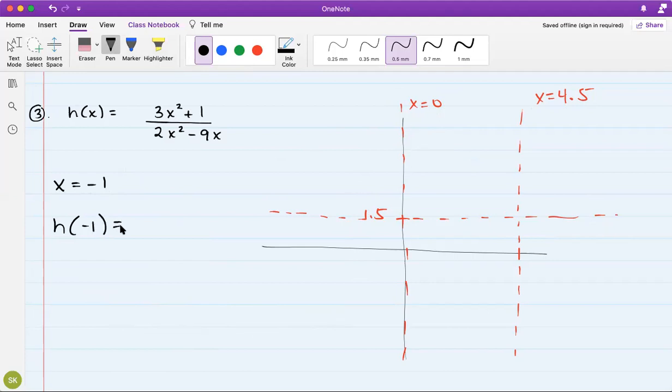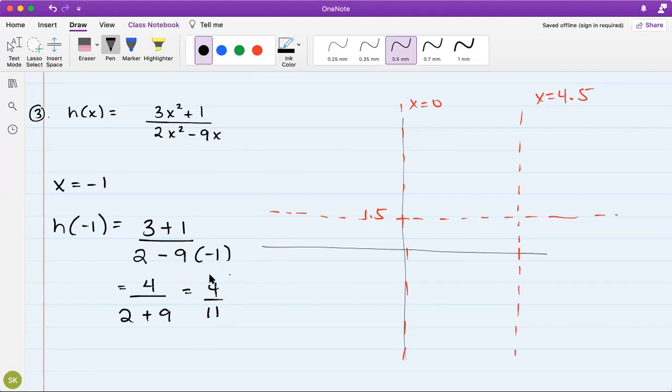And I really only care about if I get a positive or a negative number. So if I plug that in, I get 3 times -1 squared, which is 3, plus 1, which is 4. And then on the bottom, I get 2, because -1 squared is 1, minus 9 times -1, which is 2 plus 9, so 4 over 11, which is a positive number.